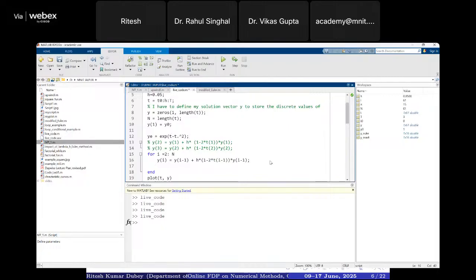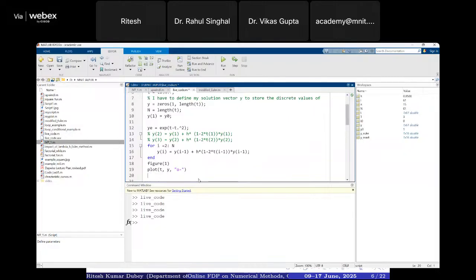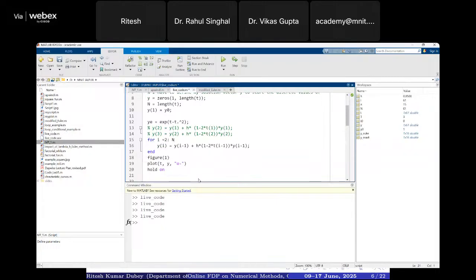Once it is done, we can call the figure command. It will give me a box for the figure. I can assign the number on the box, and I am plotting my numerical solution with this kind of marking scheme, circular and with line, and then I will put the command hold on so that I can overlay my exact solution. And if I run this, I will get my solution.